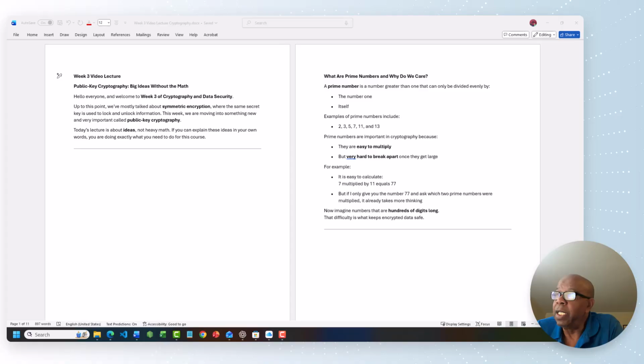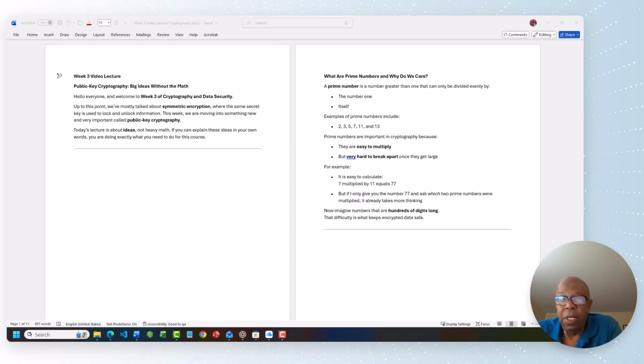Today's lecture is about ideas. There's going to be some math, but we're not building a math course here. We're talking about the ideas of what we need in place in order to encrypt and decrypt information in a public-private key scenario.